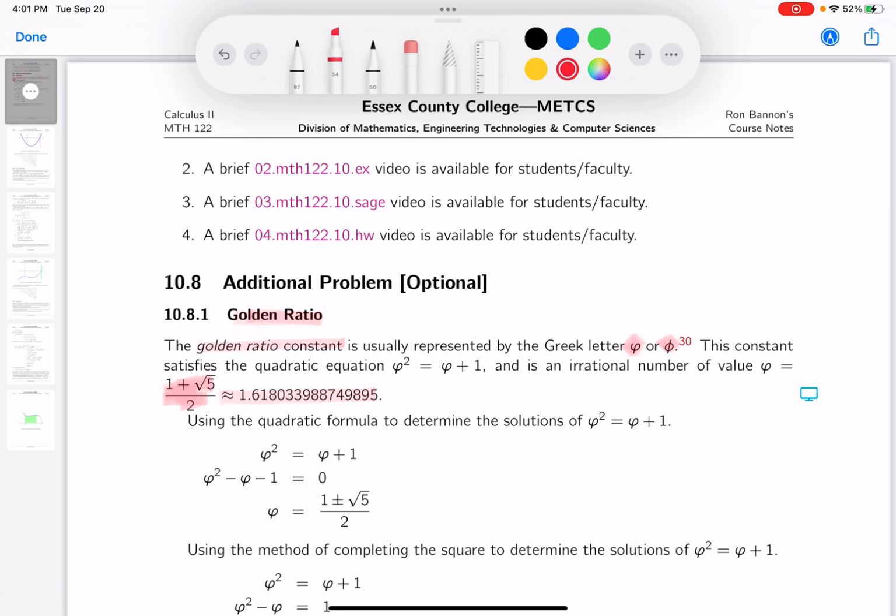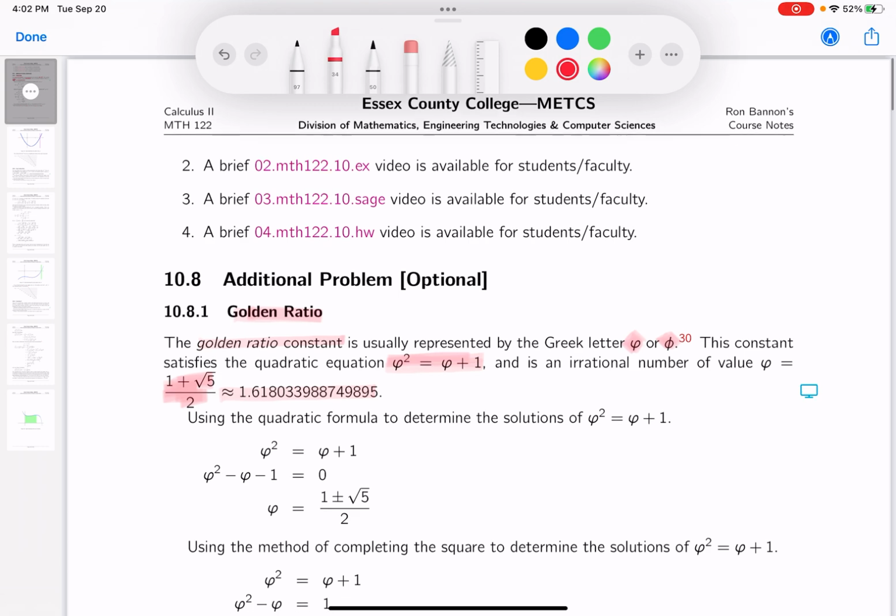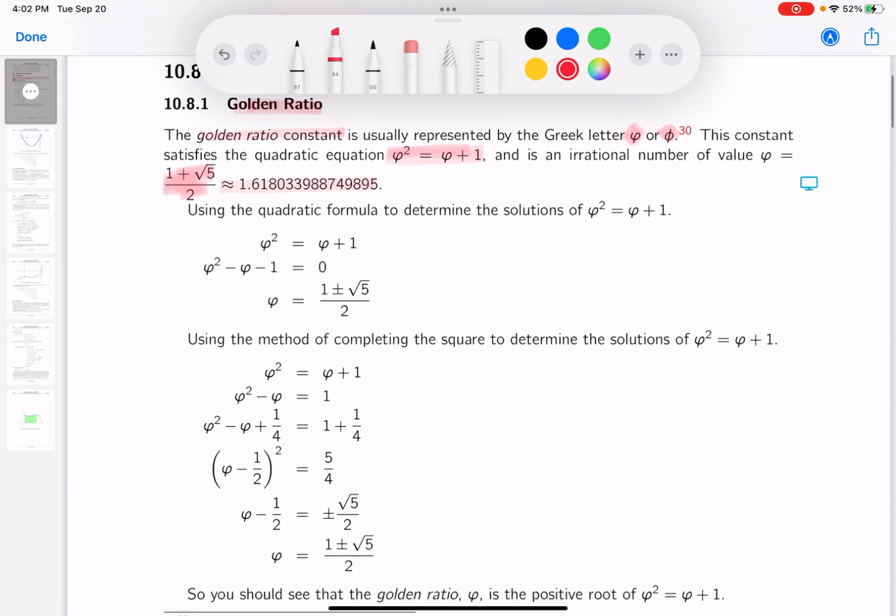Let's talk about how to get it. It's a solution to this one over here. This is quadratic, so we'll have two solutions. Now, clearly, the solution that we're looking at is one of those two solutions, and it's the positive solution of that equation. Let's go through that.